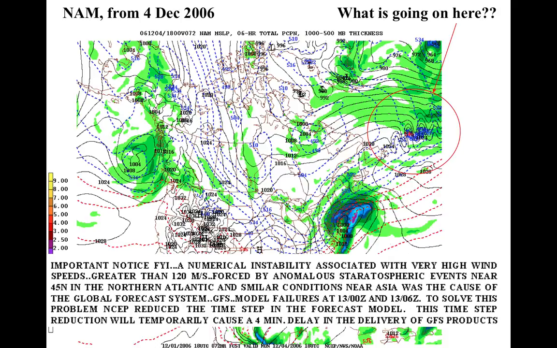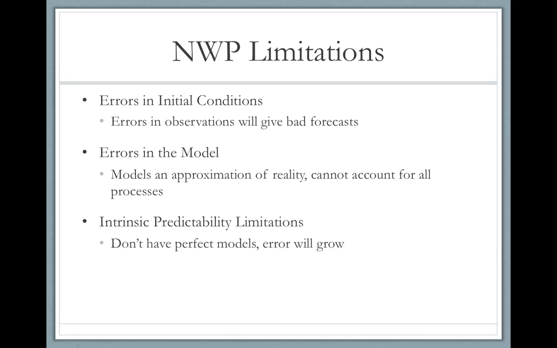Alright, so we've seen a little bit about how this whole numerical weather prediction enterprise happens, but then what we really need to do is talk about the limitations that come from numerical weather prediction models. There are 3 primary areas through which we can get errors: errors in initial conditions, errors from the model itself, and intrinsic predictability limitations. Some of these we've touched on a little bit, so we'll rehash them, but we're going to talk about each of these individually in the next few slides.